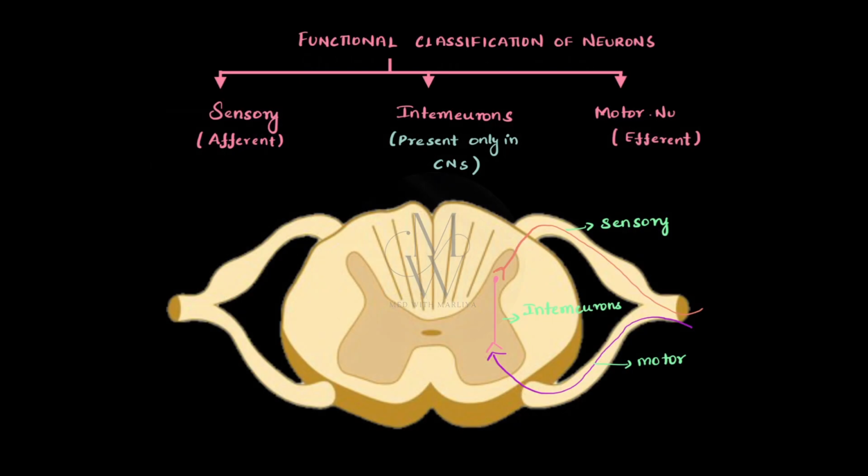Based on function, we classify neurons into sensory neurons, interneurons and motor neurons. Sensory neurons are afferent neurons, which means they transmit information from the external or internal environment to the central nervous system. Motor neurons are efferent neurons, which means they carry commands from the central nervous system to the muscles and glands. And interneurons transmit impulses between separate neurons. They are present only in the central nervous system.